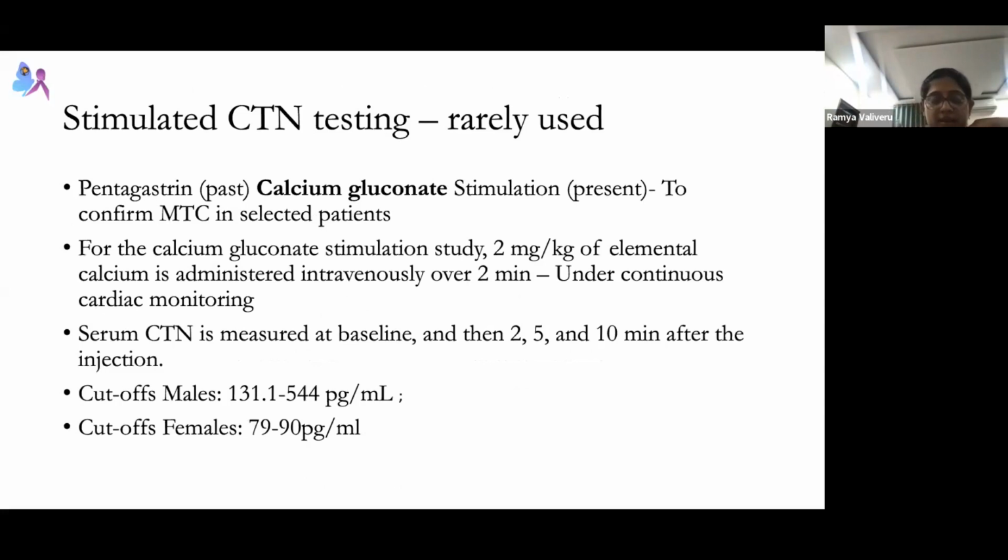Earlier we used to do something called stimulated calcitonin testing. It is not done these days. But if at all it has to be done, pentagastrin is not available. The practical way of doing it is to use calcium gluconate as a very quick, fast infusion. We have to do it under continuous cardiac monitoring and measure the calcitonin at baseline, then at 2, 5, and 10 minutes after injection. And these are the cutoff values.